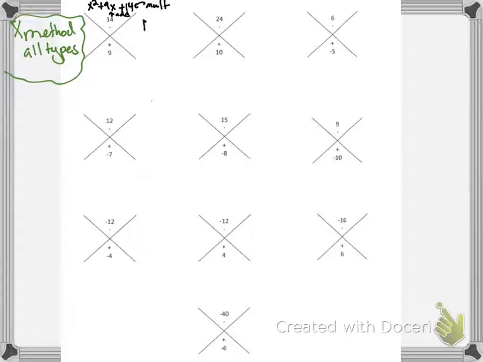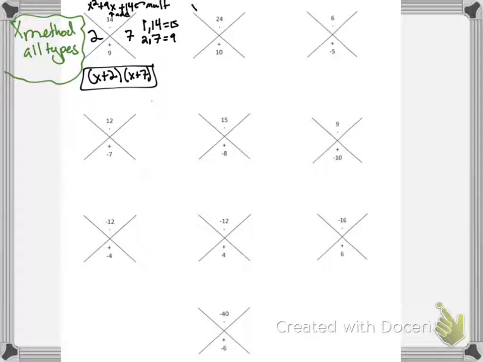So what multiplies to give me 14 is 1 and 14 and 2 and 7. So then we're going to see which one of these add up to 9. Well, we know this one adds up to 15 and this one adds up to 9. So we're going to put a 2 here and a 7 here. And we can write this in factored form as x plus 2, x plus 7. And that's going to be my answer.